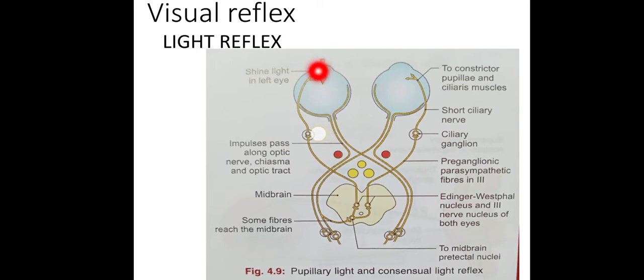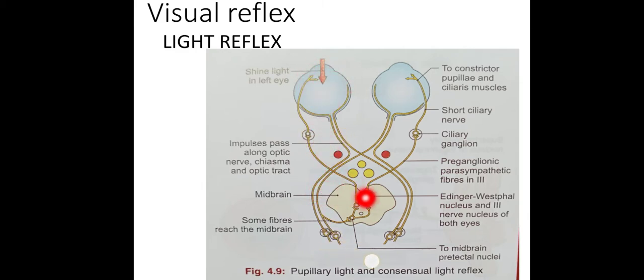It will lead to the activation of the pretectal nucleus. The pretectal nucleus synapses, so it will activate its neuronal connection with the Edinger-Westphal nucleus. Through the Edinger-Westphal nucleus, preganglionic parasympathetic fibers will emerge. After relaying in the ciliary ganglion, they constrict the pupil through the sphincter pupillae.